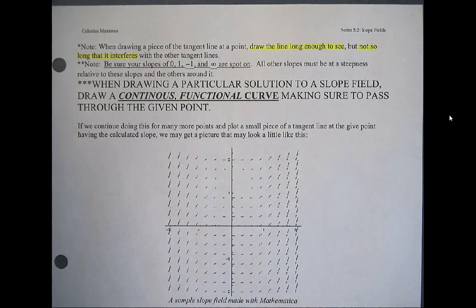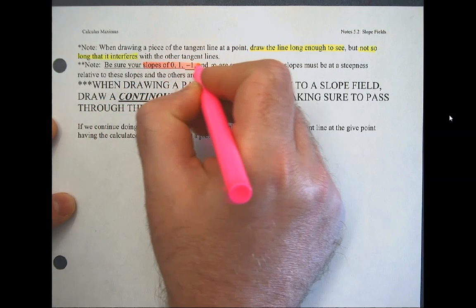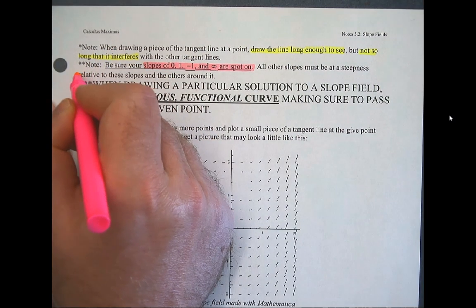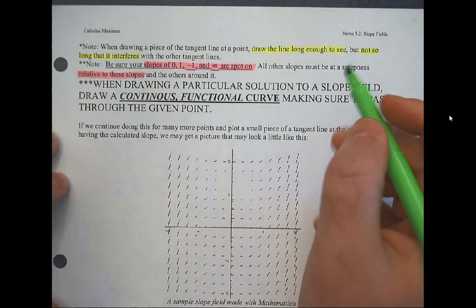The second note: your slopes of 0, 1, -1, and infinity are expected to be spot on. They should be perfect. A slope of 1 is a positive 45 degrees, -1 is a negative 45 degrees, a slope of 0 is horizontal, and a slope of infinity is vertical. All the other slopes are going to be done relative to these slopes. So once you draw that 45 degrees, your slope of 2 just needs to be steeper than that slope of 1.